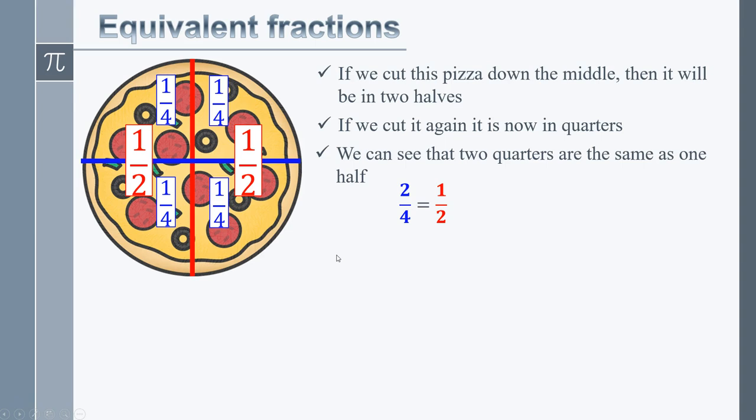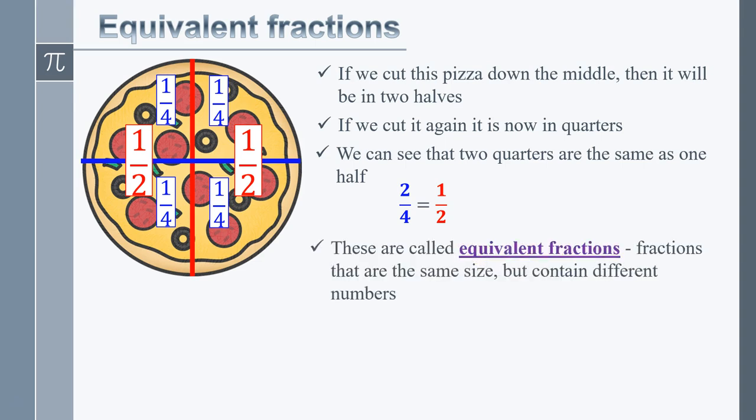And this is what we mean by an equivalent fraction, because those two numbers on the screen, the blue one here, 2 quarters, and the red one, which is 1/2, are exactly the same size. If you're okay with decimals, you realise both of those would have a value of 0.5. So they're the same numerical value, but just written with different numbers. And that's what we mean when we talk about equivalent fractions. Fractions that are the same size, but contain different numbers.